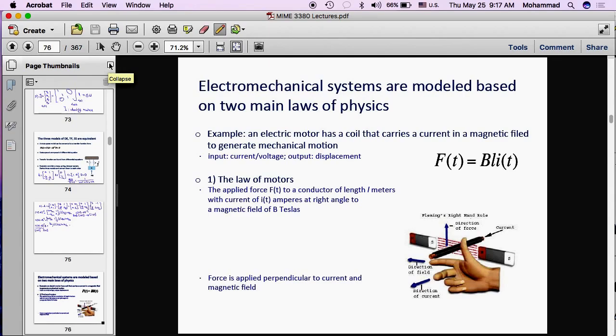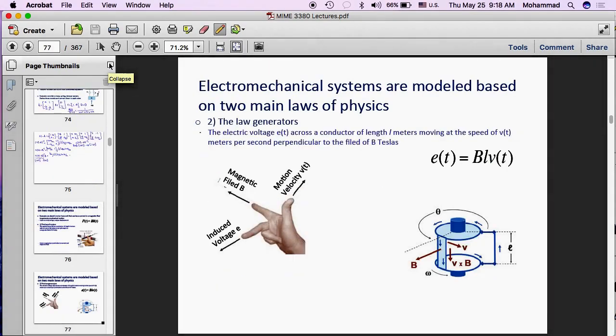So whenever you have a conductor in a magnetic field carrying a current, the result would be the creation of force. And that is the basic idea of DC motors. You intentionally create a magnetic field, you pass electricity through a wire winding, and the result is rotation, and we'll get to that. So that's law number one. Any questions on this law? This is the law of motors.